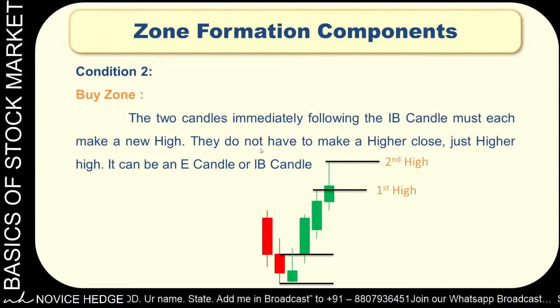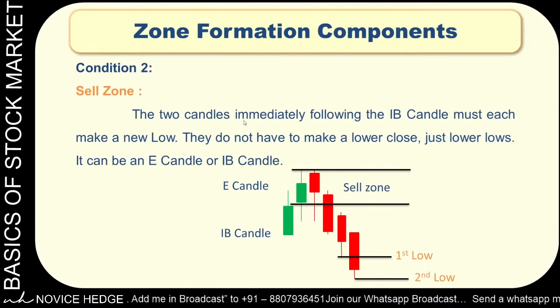Okay, now let me go to the sell zone. What is the add-on announcement for the sell zone? This is a reversal trade setup. We have a red color IB candle. Like the buy zone has formed two new highs, the sell zone needs to have two new lows. The two consecutive candles after the IB candle should form two consecutive lows, and those two candles can be an E candle or an IB candle. It does not matter. So this is the second condition.